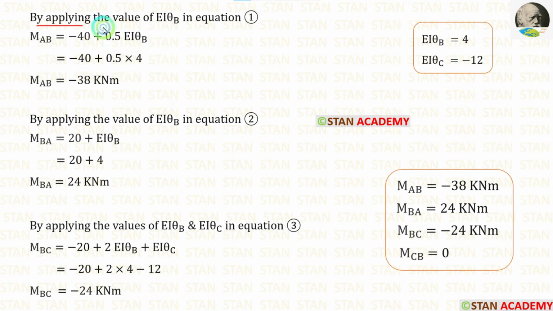When we apply the value of EA theta B in equation number 1, we are getting MAB, which is equal to minus 38 kilonewton meter. When we apply the value of EA theta B in equation number 2, we are getting MBA, which is equal to 24 kilonewton meter. When we apply the values of EA theta B and EA theta C in equation number 3, we are getting MBC, which is equal to minus 24 kilonewton meter.